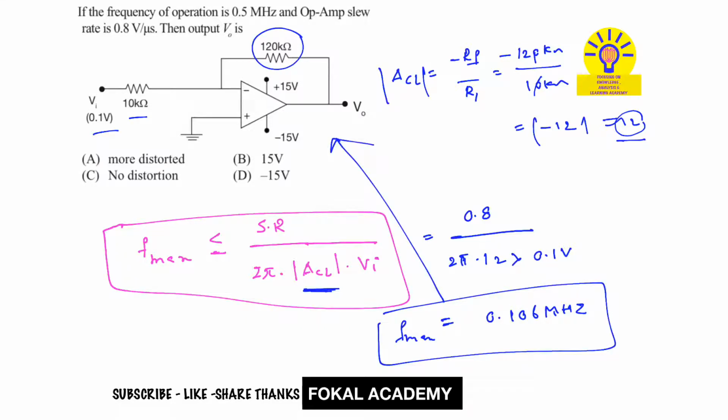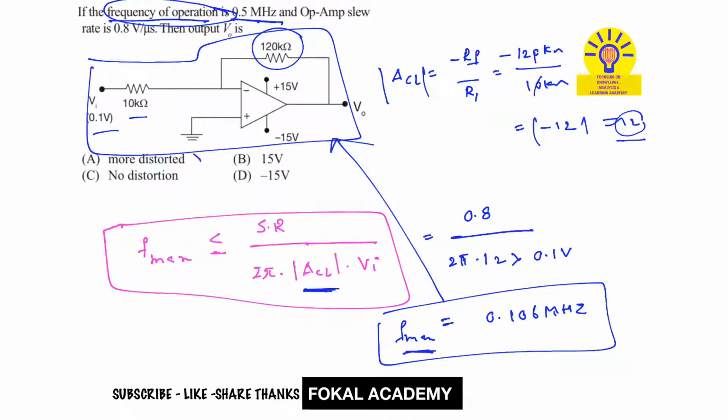But we are taking the operational frequency as 0.5 megahertz. If you operate at this frequency, it is greater than the maximum operating frequency. So we must define that the op-amp circuit gives a more distorted output voltage. So the output voltage is more distorted. From the options, that option is the correct option.